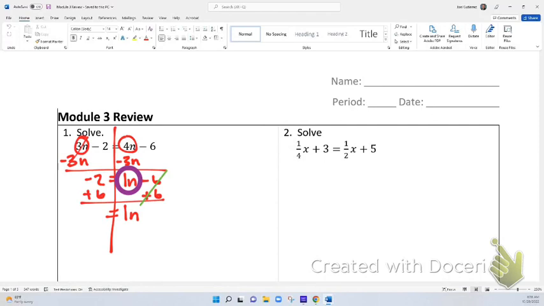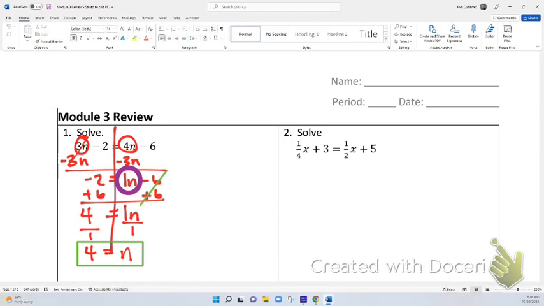So these go away. You're left with negative 2 plus 6, and negative 2 plus 6 gives you 4. And then the last step you could do is you can either just erase the 1 or you can divide by 1, but either way your answer will be n is equal to 4. So the answer for question number 1 is going to be n equals 4. So that's called integers. They're whole numbers, either positive or negative.